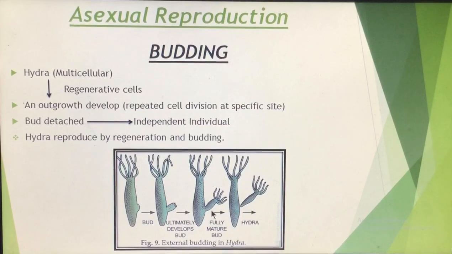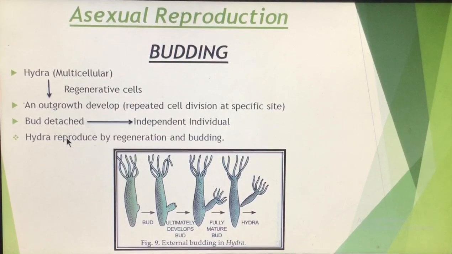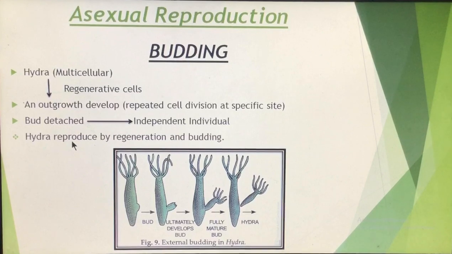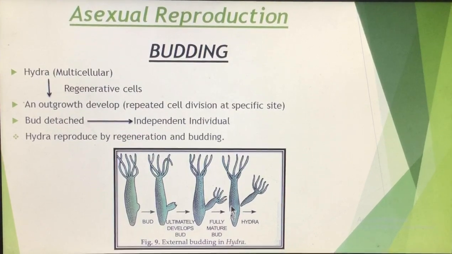This bud is still attached to the parent Hydra, but ultimately it gets detached from the parent body. Here you can see ये जो bud है, fully matured bud है, ये parent body से detach हो जाती है, and this bud gives rise to another new organism. Okay, so this is known as budding in Hydra. Now what is the difference between binary fission in amoeba and budding in Hydra? यहाँ Hydra की जो body है, it still is present. The bud gets detached, but the body of the Hydra still remains.